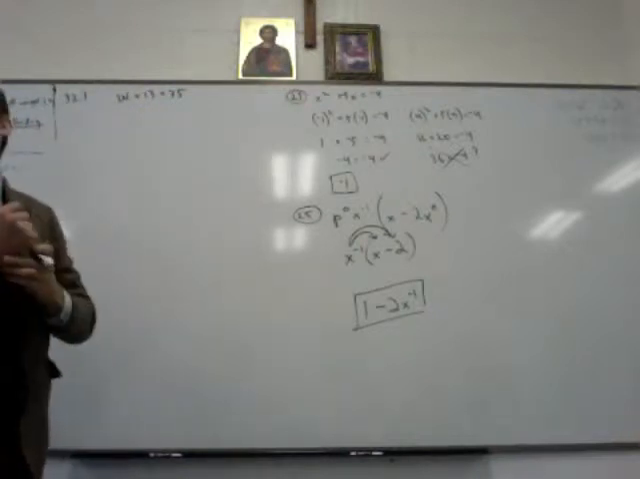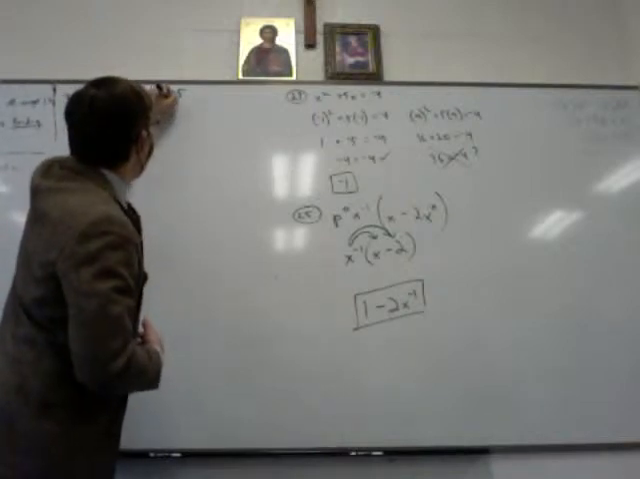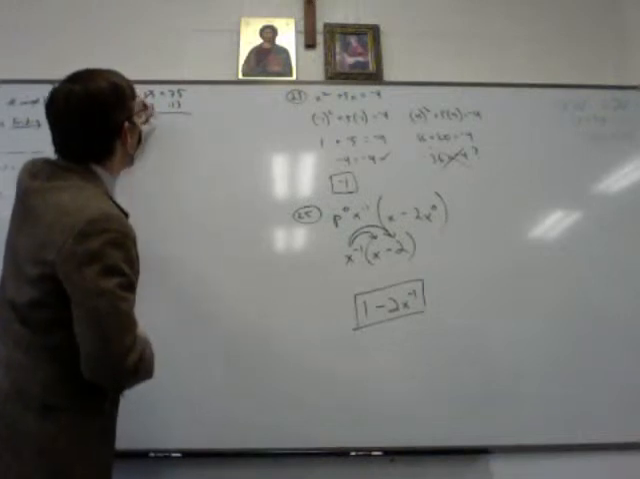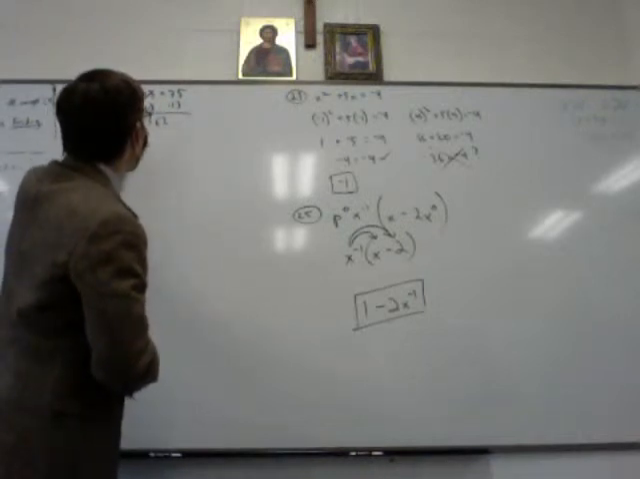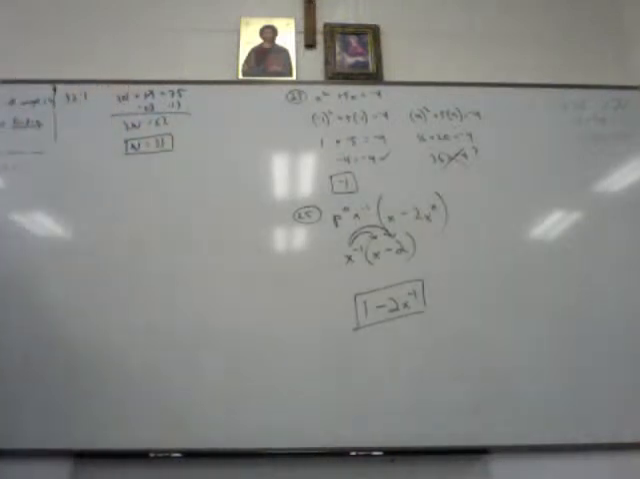At this point, we can just solve it like any other equation. We subtract 13 from both sides. We get 2n is equal to what? 62. So n is equal to 31. There's your answer. Next example.